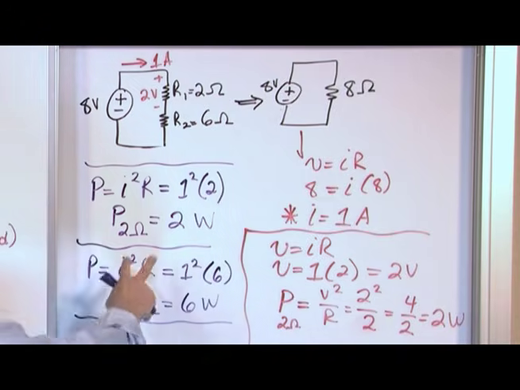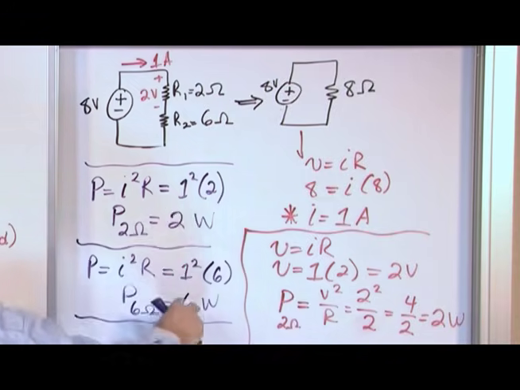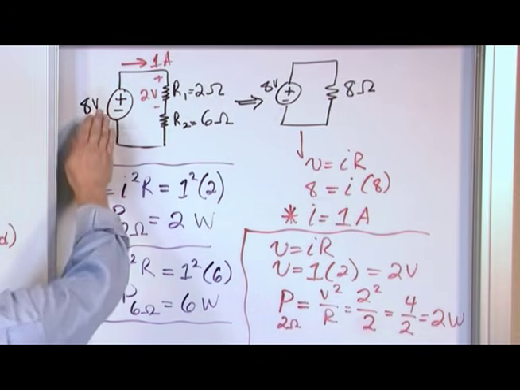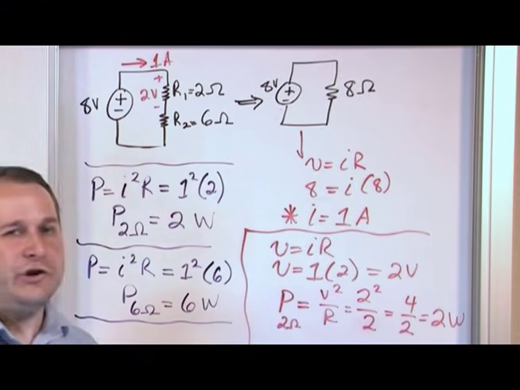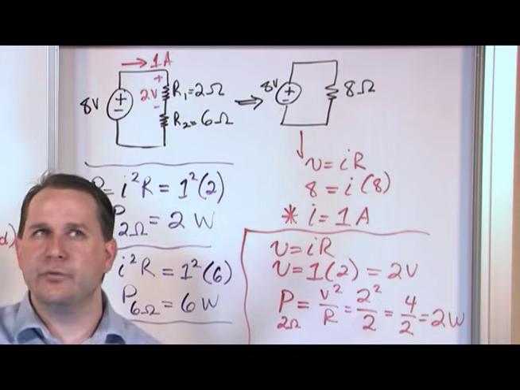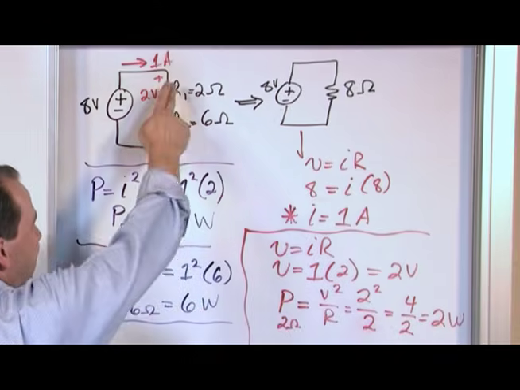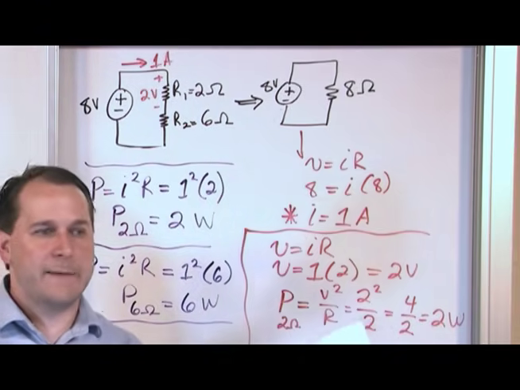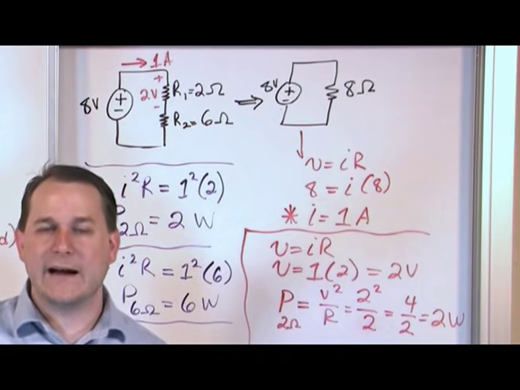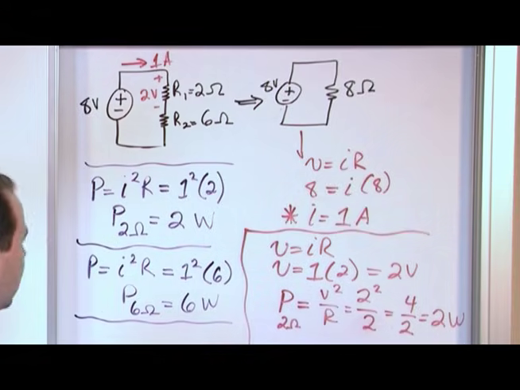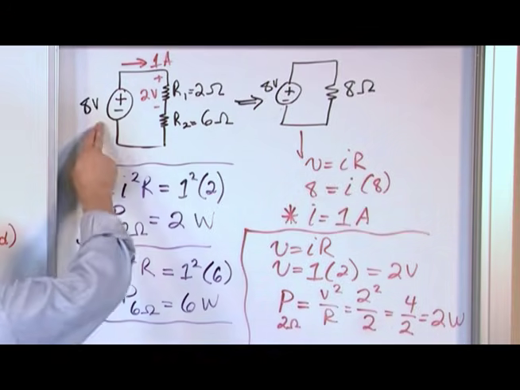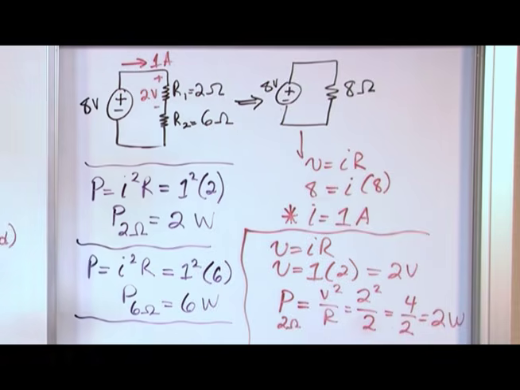Now let's go back. We've calculated 2 watts through this resistor, 6 watts through this resistor that's being absorbed. How much power is being delivered by the source? You should come up with an answer right now without even doing any calculations. If I'm absorbing 2 plus 6, I'm sucking in and converting to heat 8 watts through these resistors. So I should be delivering 8 watts from the source to balance everything out.